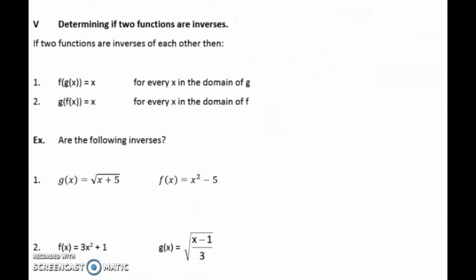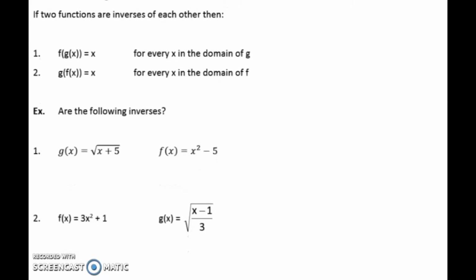Let's move on to determining if two functions are inverses of each other. We set up above, if two functions are inverses of each other, then f of g of x equals x for every x in the domain of g, and g of f of x equals x for every x in the domain of f. So our first example here, determine if g of x and f of x are inverses.